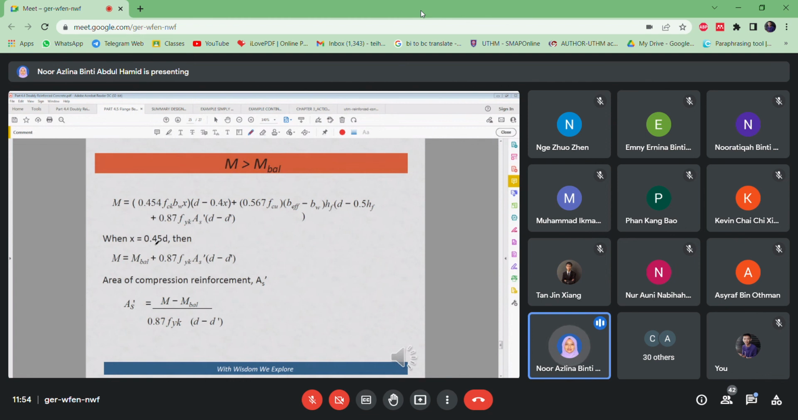Okay, so then you will need to provide the AS prime. So you can just use all of these equations here. That means all of these equations you don't have to remember. So you don't have to remember.